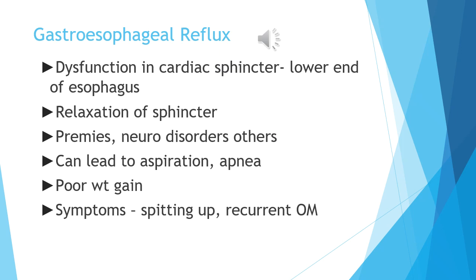Gastroesophageal reflux is common in kids, and it's noted a lot in premature babies, and it can also be associated with neurological disorders. However, any child can develop reflux as just a result of a lazy cardiac sphincter. The relaxation of the sphincter causes the gastric acid to reflux into the mouth and the GI tract.